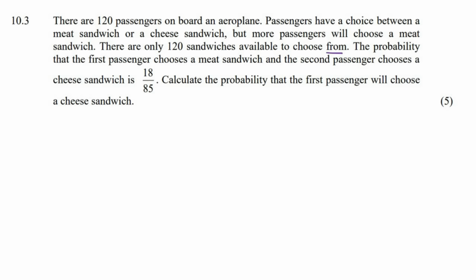Statistically, they know that there will be more passengers who choose a meat sandwich. But there are only 120 sandwiches to choose from. Here they tell us that the probability that the first passenger chooses meat and the second passenger chooses a cheese is this. Calculate the probability that the first passenger will choose a cheese.